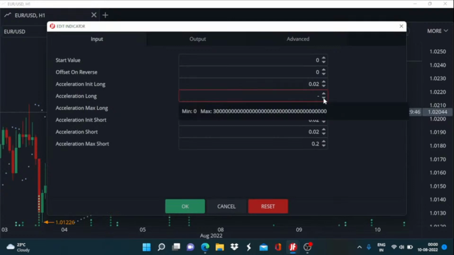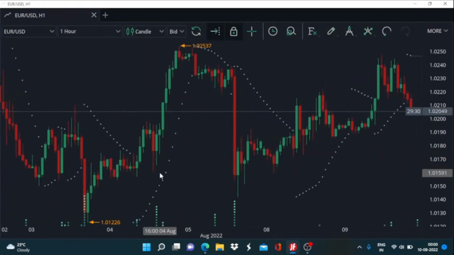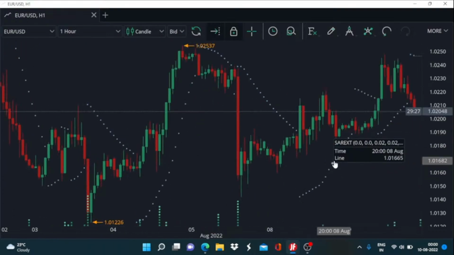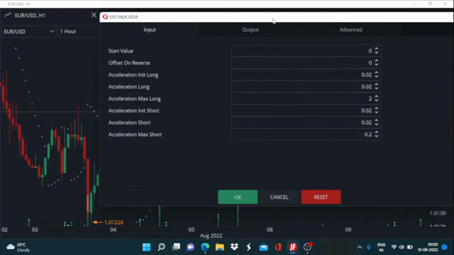If we go for a negative value, no, we can't really go for negative. So I am now going to restore it back to 0.02. The maximum long, let's see if we go for 1 or 2, no change. It is more or less the same. Then we try out similar kinds of changes here.